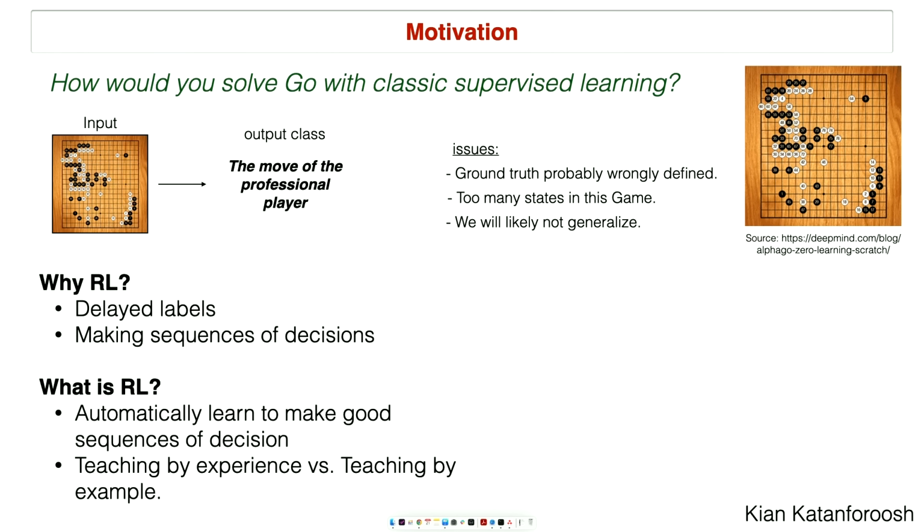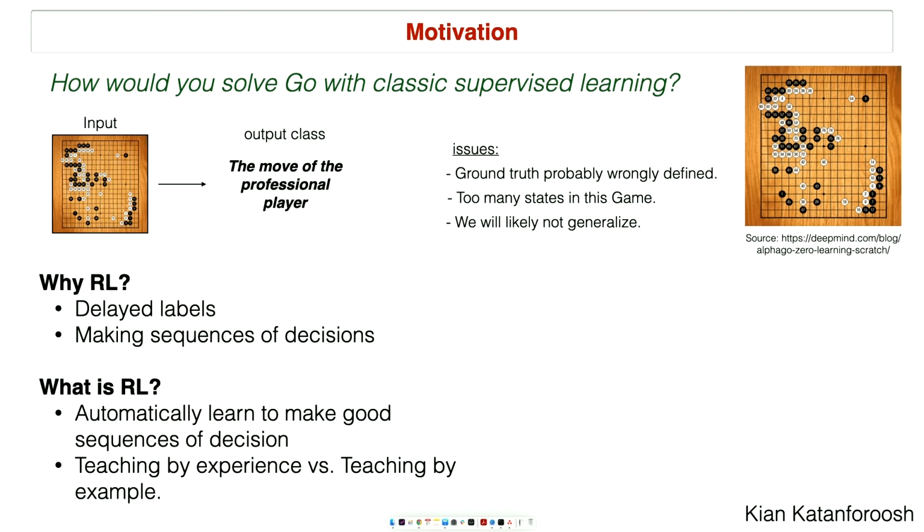Okay, and this is an example of a perfect application for reinforcement learning, because reinforcement learning is all about delayed labels and making sequences of good decisions. So if you had to remember in one sentence, what's RL? RL is making good sequences of decisions. Sequences of good decisions, sorry. And do that automatically.